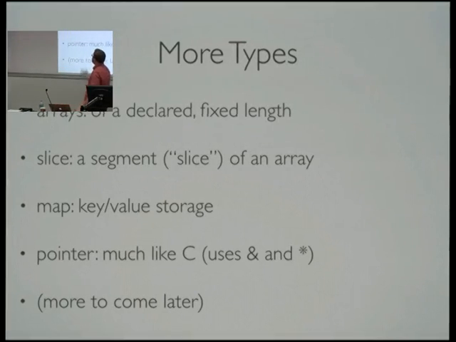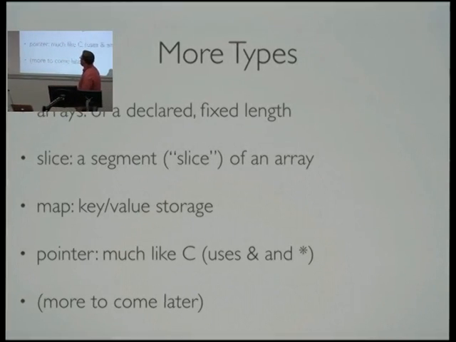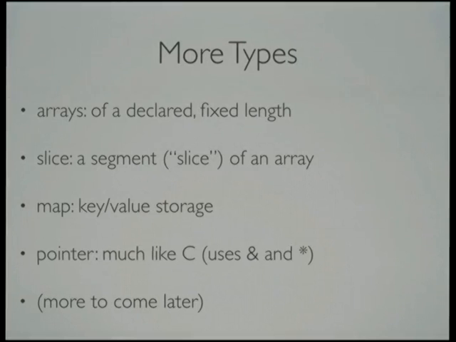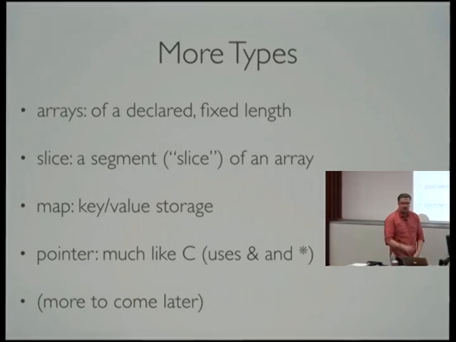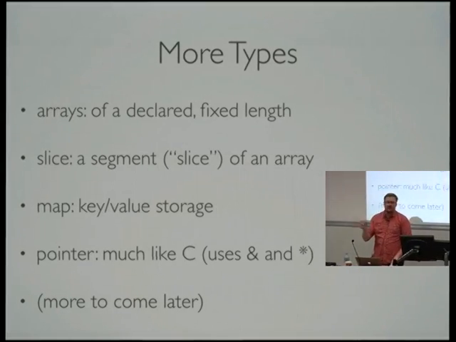More types. It has the usual suspects: arrays, pointers, which are exactly like C for the most part. There's no pointer arithmetic, though. You can't do plus plus or minus minus on your pointers. You have a pointer or you don't. You can't do any modification of it. Slices we're going to talk more about, but it's a segment of an array. And there's built-in language support for maps or dicts or hashes or whatever you want to call it. And you can use various types, not just strings, as the keys in your map.